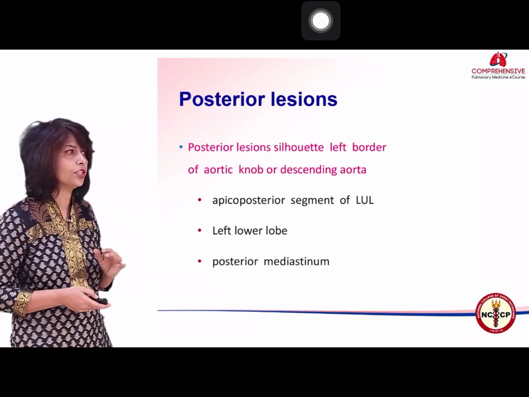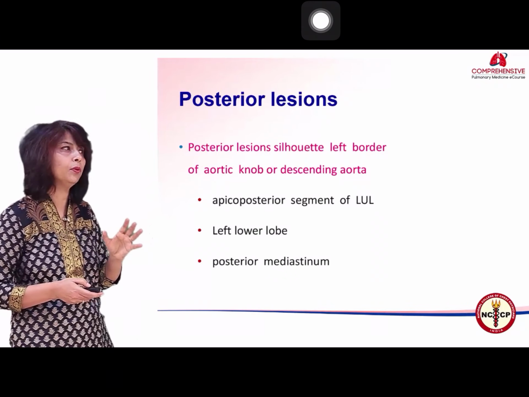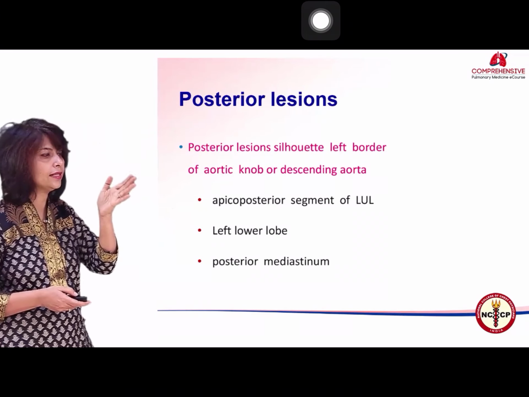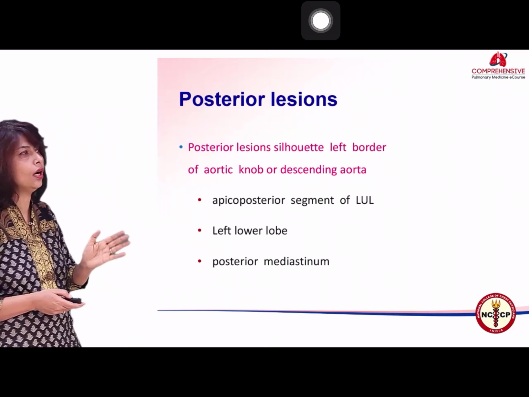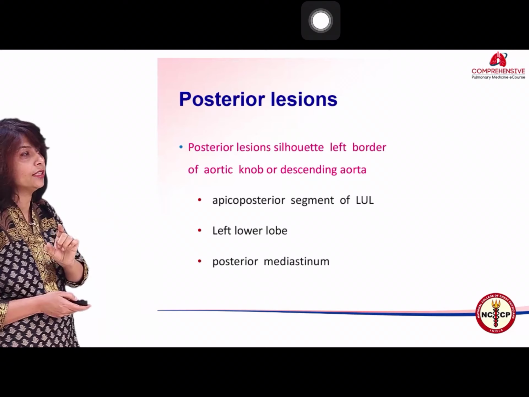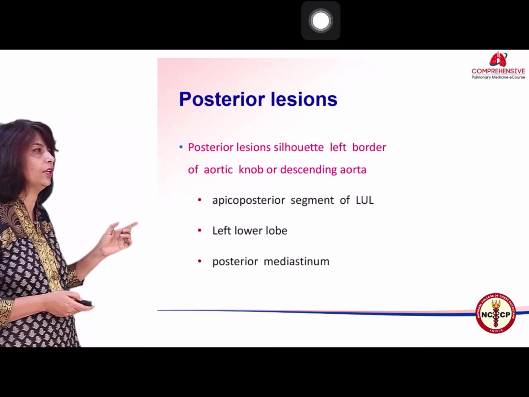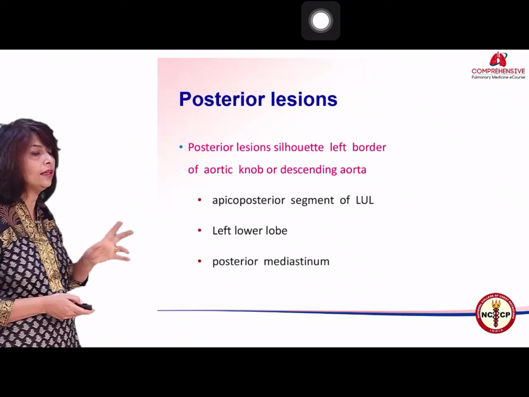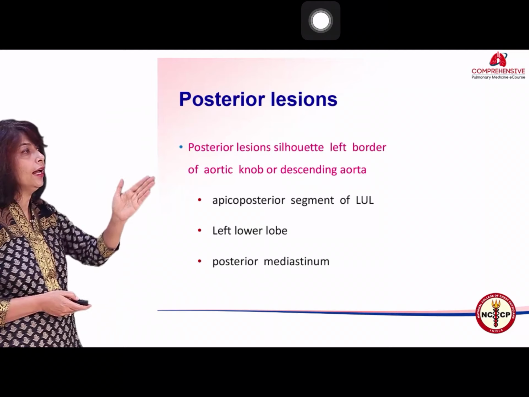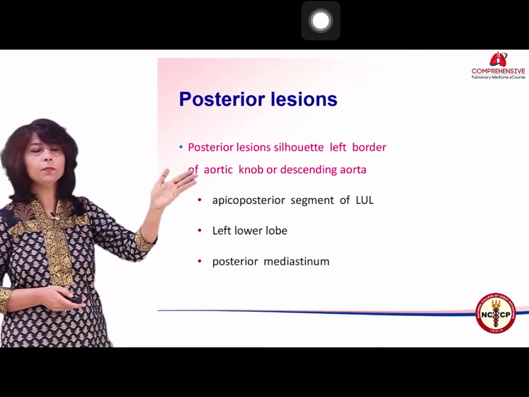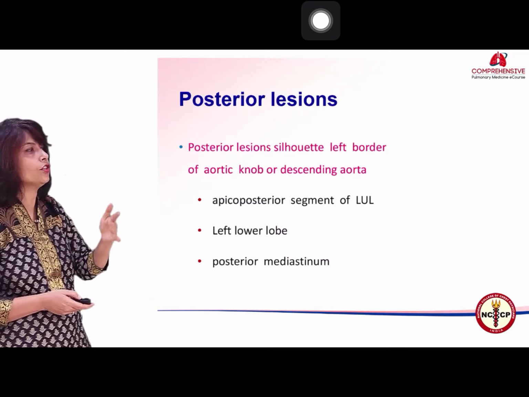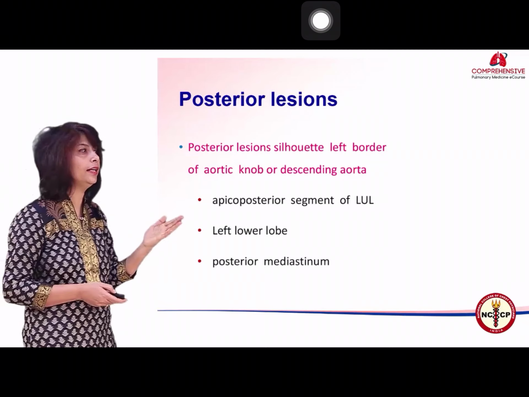Now the posterior lesions. What in the heart border is posterior? Basically the aortic knob, the knuckle, as well as the descending aorta it continues into, are posteriorly located. So if the lesion is located in the apico-posterior segment of the left upper lobe, the posterior segment of the right upper lobe, or in either of the lower lobes, it will obliterate posteriorly located structures. Nothing in the right heart border is posteriorly located, as you can see. So it's basically the left heart border which gets obliterated by these posteriorly lying structures.